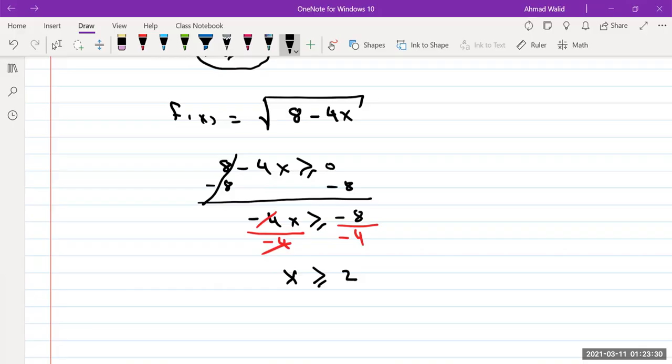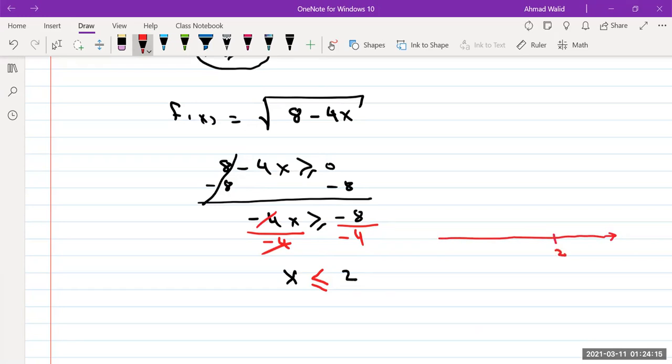Look, what is my mistake here? I divided both sides of an inequality by a negative number. Then I have to flip the inequality sign, correct? x less than or equal to 2. This is the mistake that I see a lot that some students make. They don't focus that they are dealing with an inequality, correct? If you divide both sides of an inequality or multiply it by a negative number, please flip the sign or the symbol.